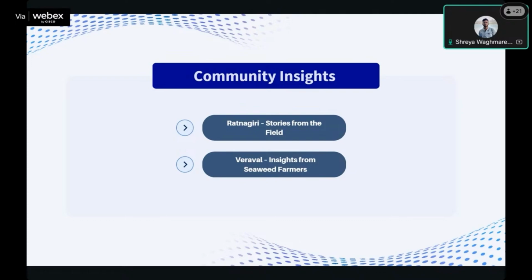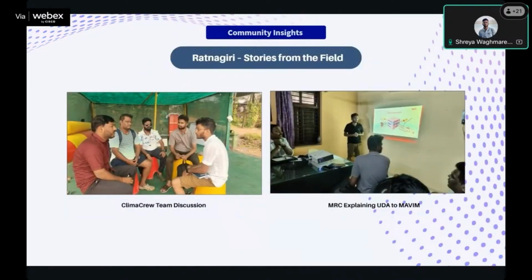But the main thing which bonds them together is the vast Indian Ocean. So starting with Ratnagiri, I'm very thankful to the Climaco team for arranging very informative and deep discussion meetings around it. The first snap shows the initial discussion on day one with the Climaco team. And the second one is MAVI, Mahila Arthik Vikas Mahamandal of Ratnagiri district, which is a central government organization. Basically, they help women entrepreneurs in their livelihood.